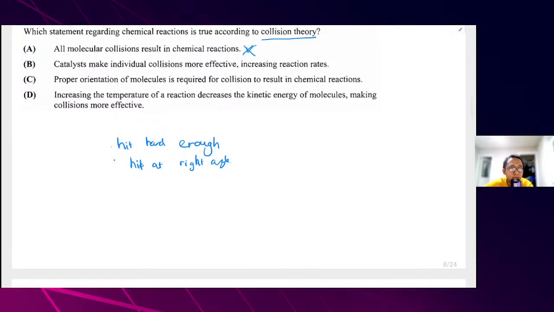And then how about C? Proper orientation of molecules is required for collision to result in chemical reaction. Okay, this core part is collision theory. If two molecules hit in the wrong direction, the piece doesn't fit, so no reaction. And this one also looks good.